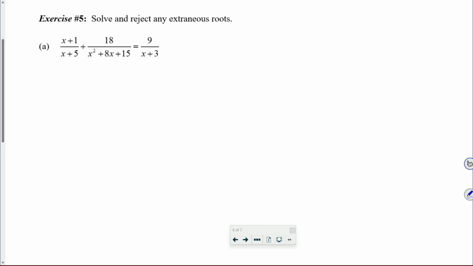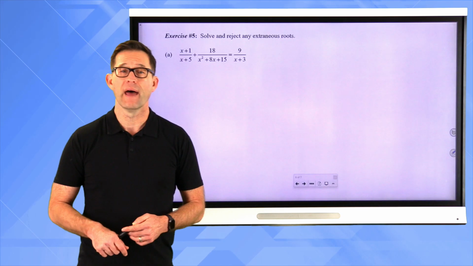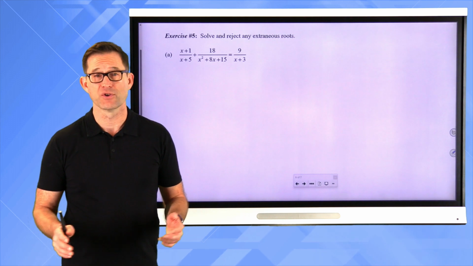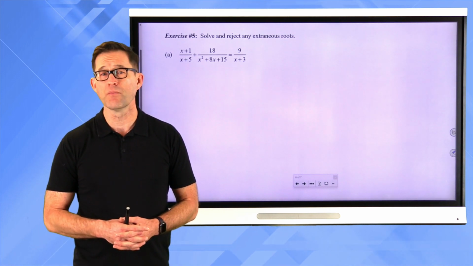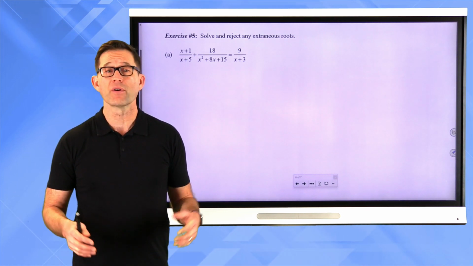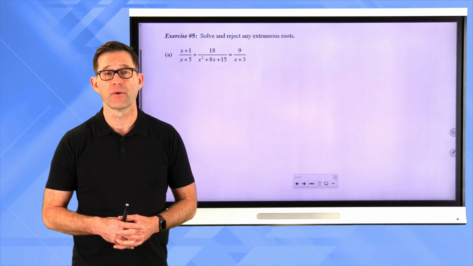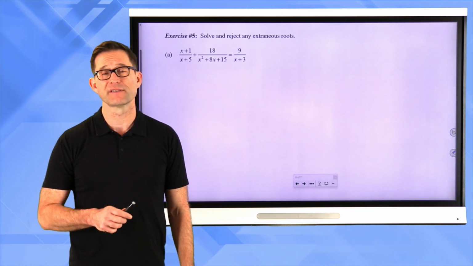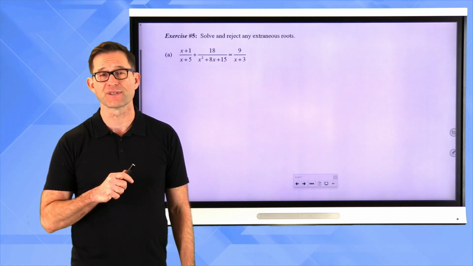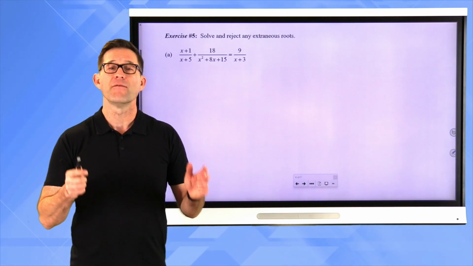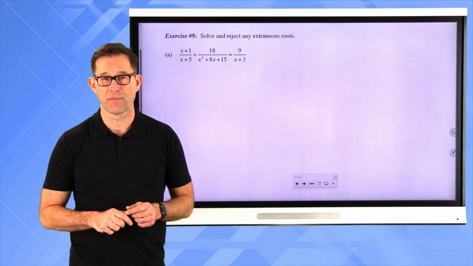Solve and reject any extraneous roots. Letter A. x plus 1 divided by x plus 5, plus 18 divided by x squared plus 8x plus 15, equals 9 divided by x plus 3. Now, this is a rather complicated equation, and in order to figure out what we should multiply each thing by, in order to figure out what our least common denominator is, I go back to our last lesson on adding and subtracting fractions, and I say to you yet again, factor any denominators that can be factored.